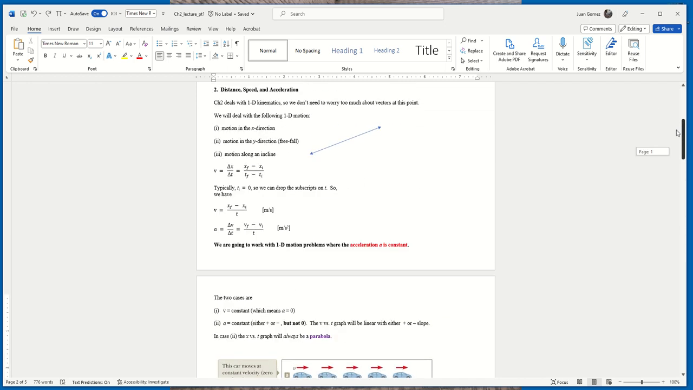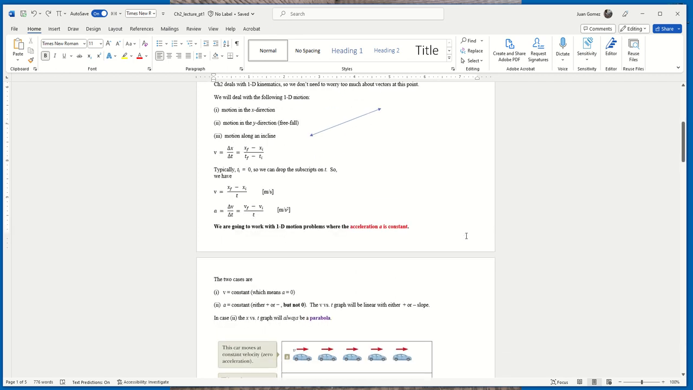So, just going back, we have v is x final minus x initial over t. a is equal to v final minus v initial over t. Again, obviously the units on distance, whether it's x or y, or distance d along an incline: the MKS unit of distance is a meter. The MKS unit of speed is a meter per second. The MKS unit of acceleration is a meter per second squared.